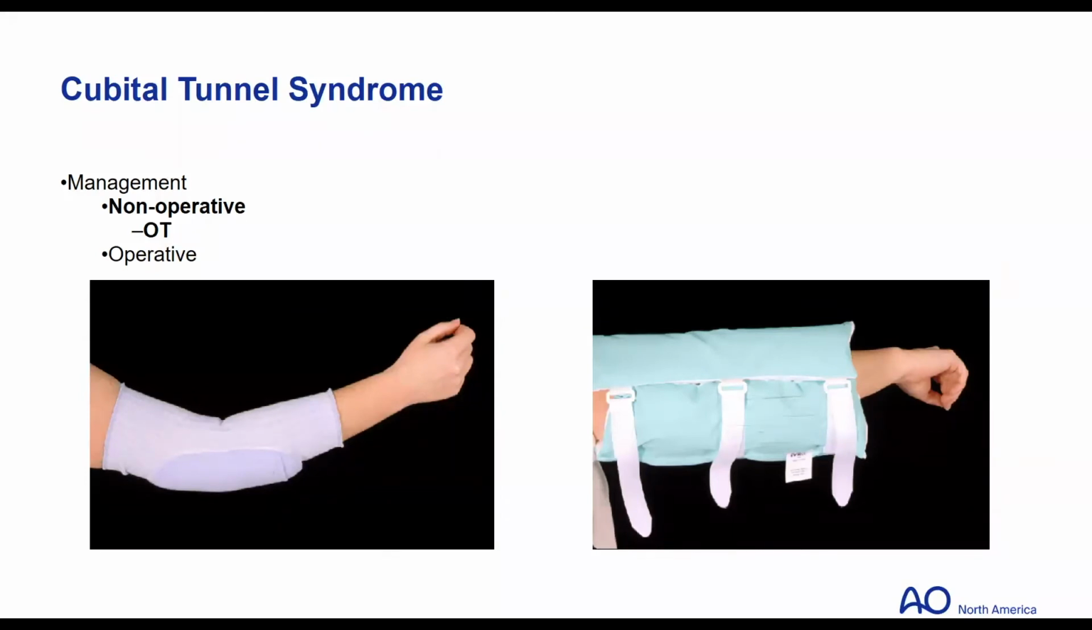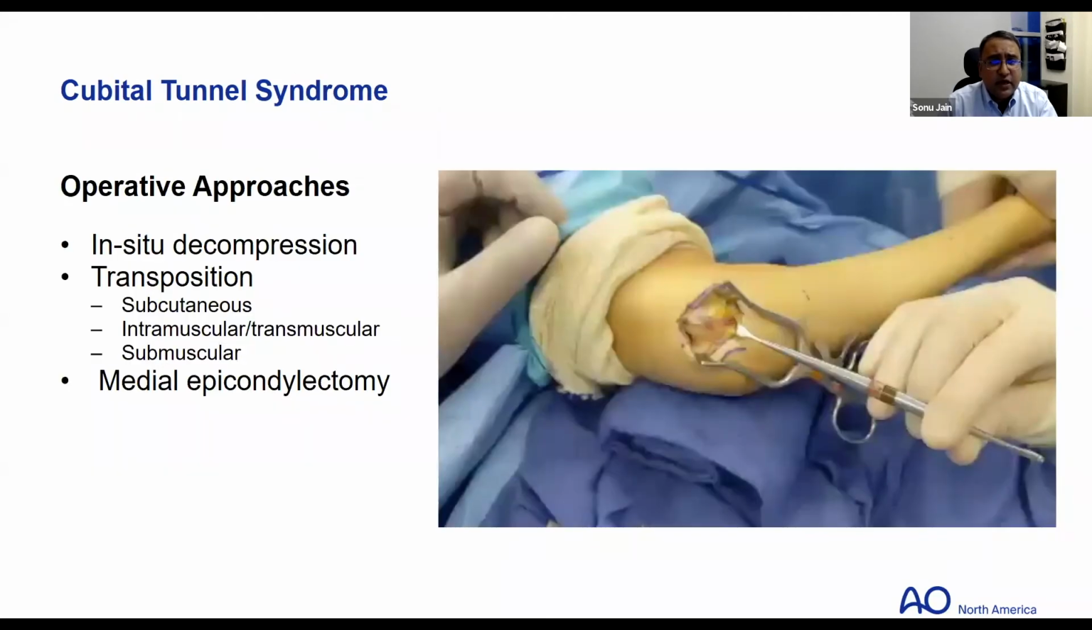So, and then there's the operative management as well. Obviously, if they fail conservative management and they have advanced neuropathy, we talk about a couple of options here, or actually kind of three options. One's the in situ, and then transposition, and you have your subcutaneous versus submuscular or transmuscular approach. Medial epicondylectomy is not done fairly frequently for this. There are different schools of thought on what's best for patients.